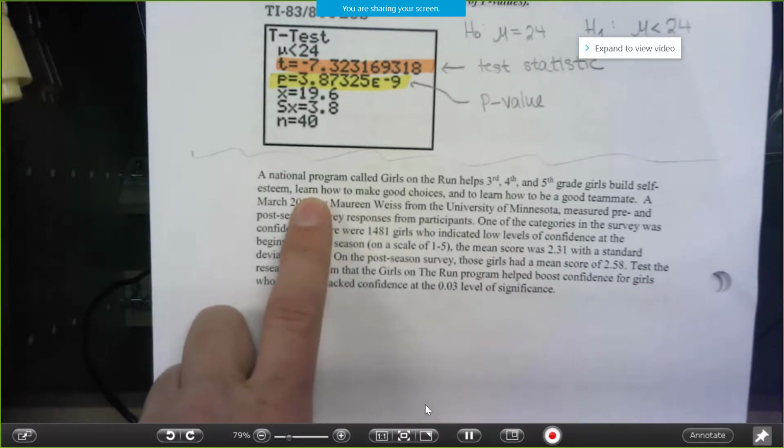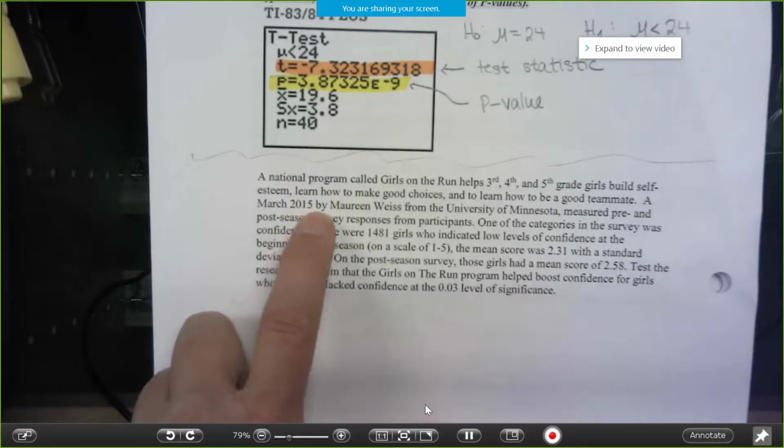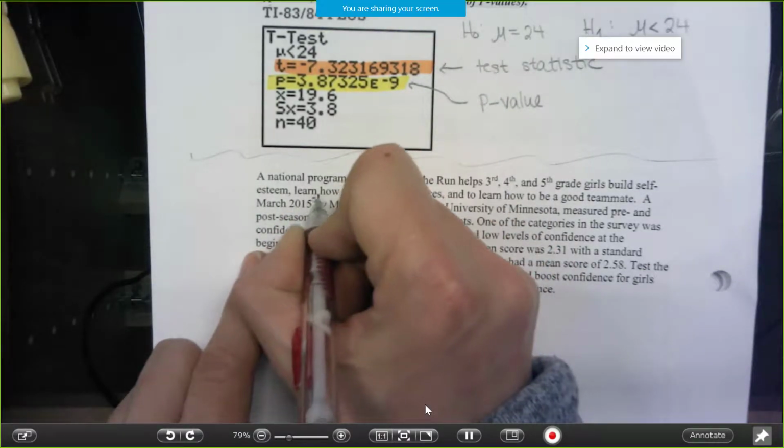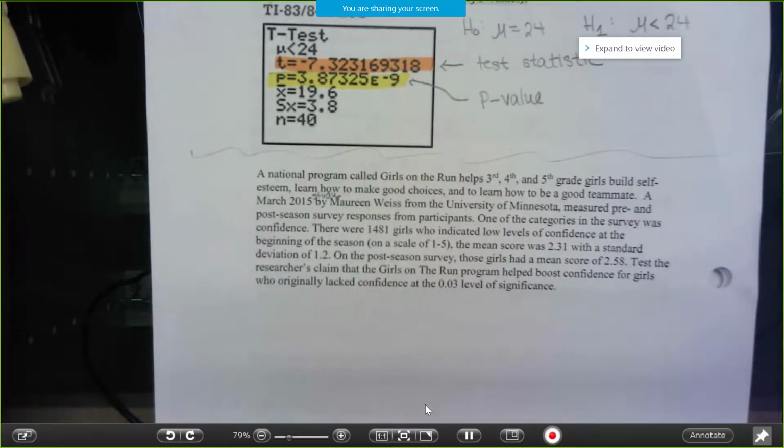It's at a lot of different schools in the metro. Anyway, it is sort of about running, but it really is more about building self-esteem, character, helping girls make good choices, and learning how to be a good teammate. So a March 2015 study by Maureen Weiss measured pre- and post-season survey responses from participants. One of the categories in the survey was confidence.